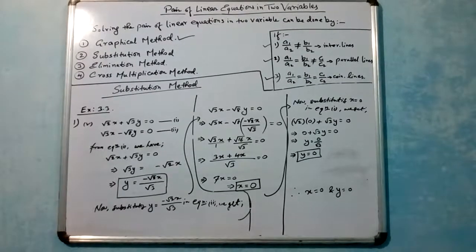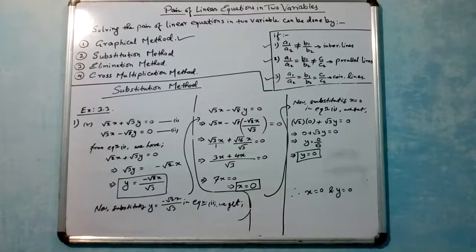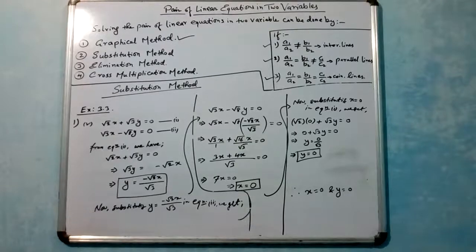So like this you can solve by the substitution method. Okay, now second one, go silently, read the second question. Solve 2x plus 3y like that. Read. Let's try.